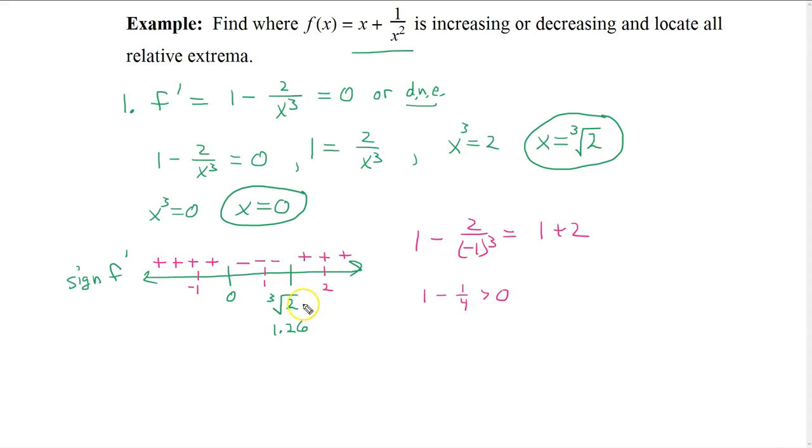That tells us where our function is increasing and decreasing. So our function is going to be increasing from -infinity to 0, and from the cube root of 2 to infinity. So those are the two intervals over which our function is increasing, and then our function is decreasing from 0 to the cube root of 2, because that's where the derivative is negative.